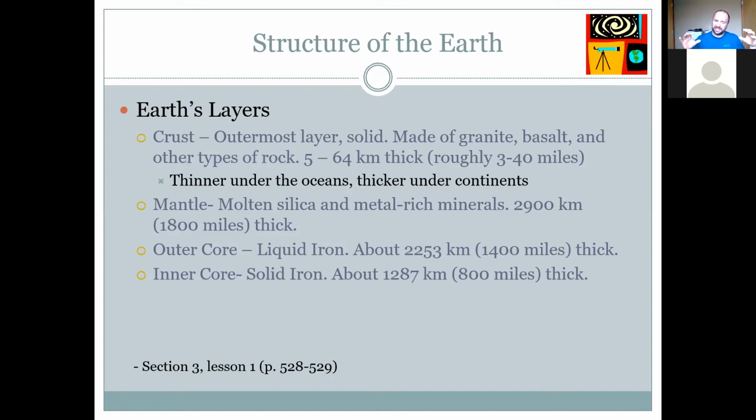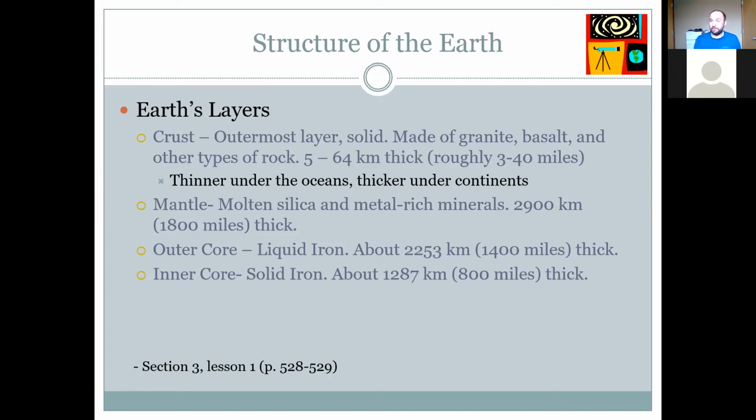And then when you get to the inner core, it is actually solid iron, and it's about 800 miles. And so one thing to think about is, why is the inner core solid and the outer core liquid? Because again, as you go deeper and deeper in the Earth, it gets hotter. So it doesn't make a lot of sense that the inner core would be solid and the outer core would be liquid. Right?